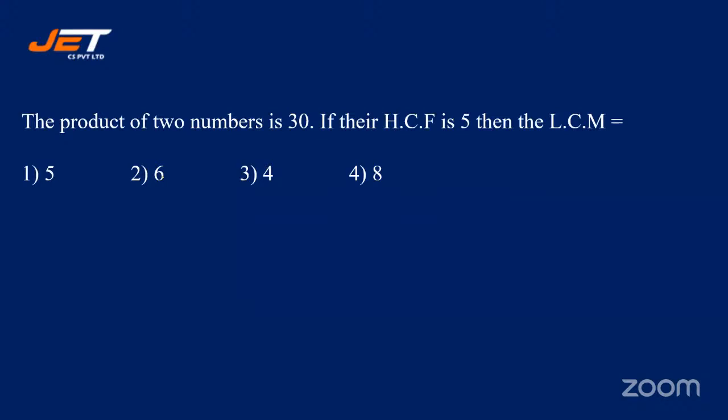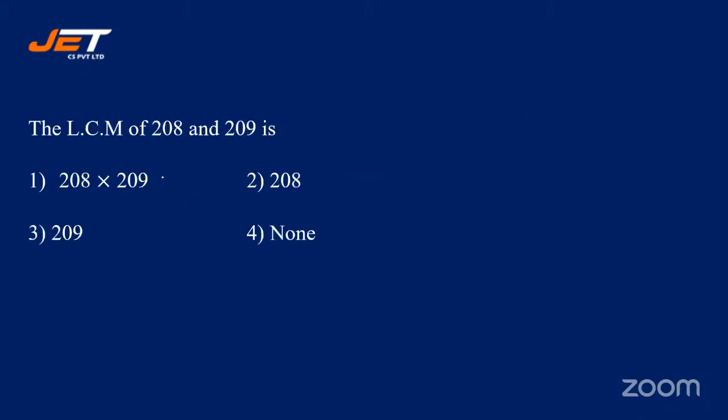The product of two numbers is 30. If their HCF is 5, then what is their LCM? It should be 30 divided by 5, isn't it? So it comes to 6. Perfect. Option 2 is the correct answer. Many of you have given me the answer in your chat box. Good students, see the next question.